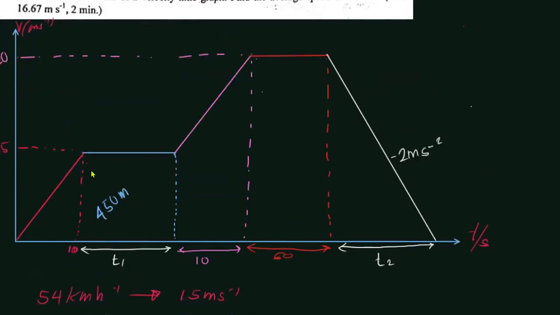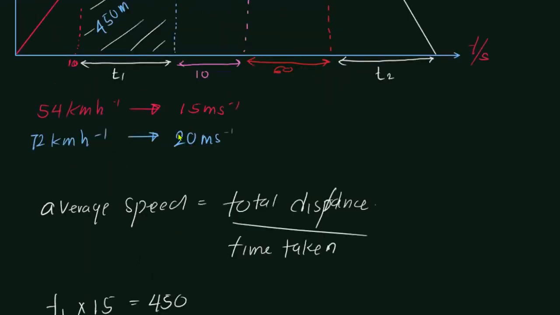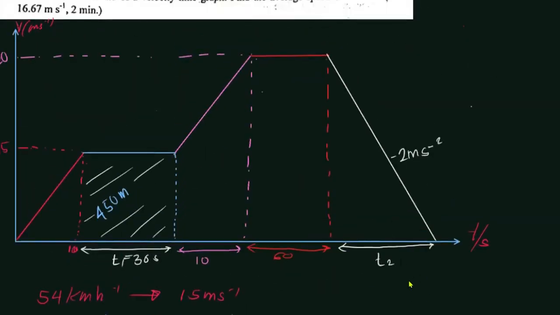How? They have given a data here. This area is 450 meters, it seems, which means T1 into 15 is 450, so T1 is going to be 450 divided by 15, which is 30. T1 is 30 seconds, right? Now we need to find this T2. Can we find T2? Obviously we can.